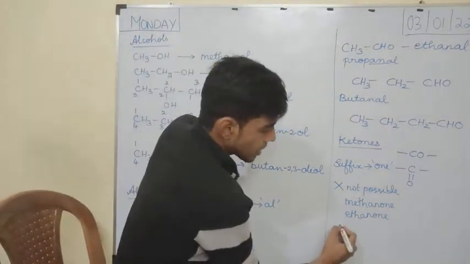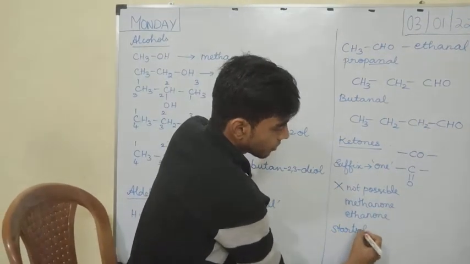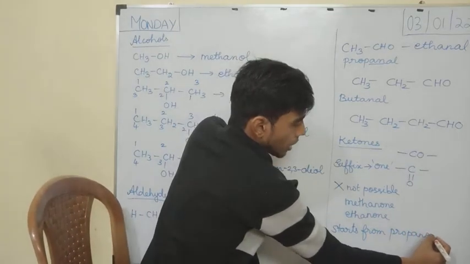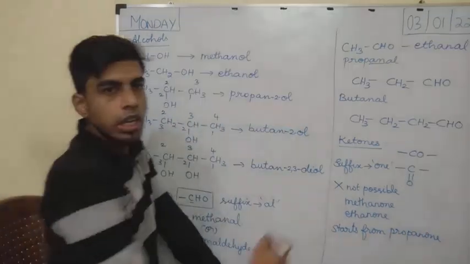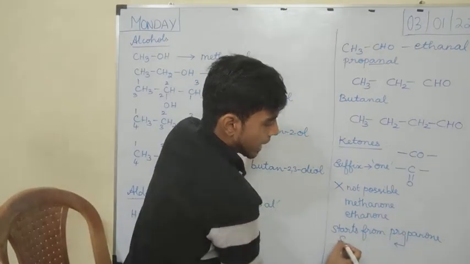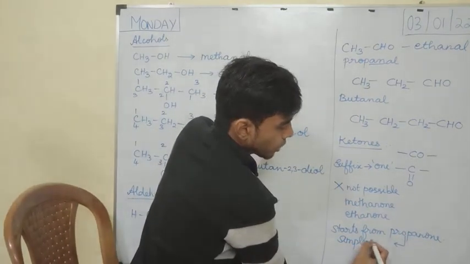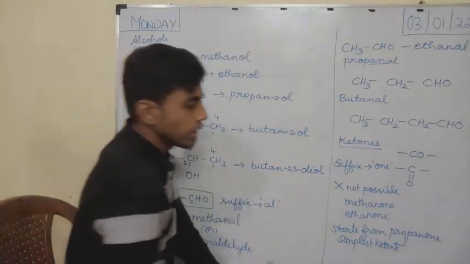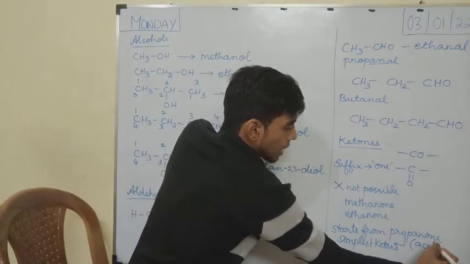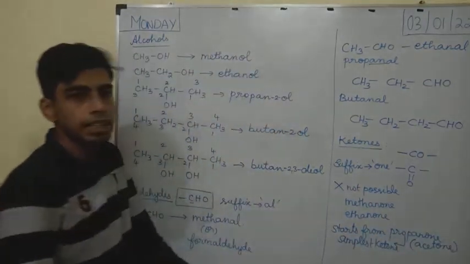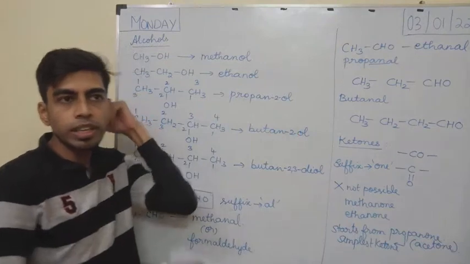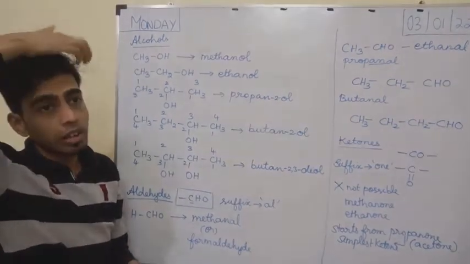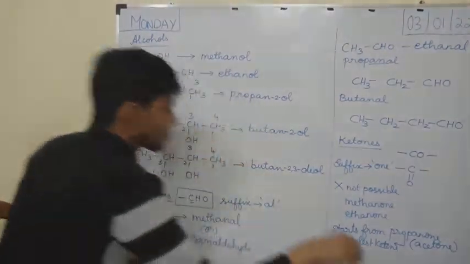Ketone always starts only from propanone. Propanone is called the simplest ketone. The other name for propanone is acetone. It is used in your nail polish remover and all those things.